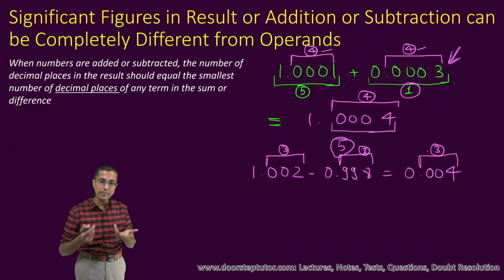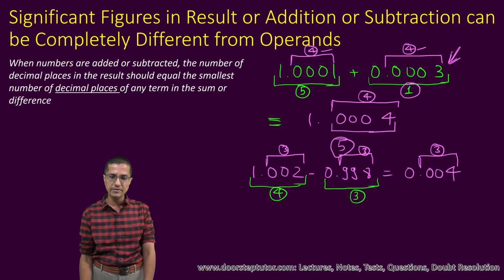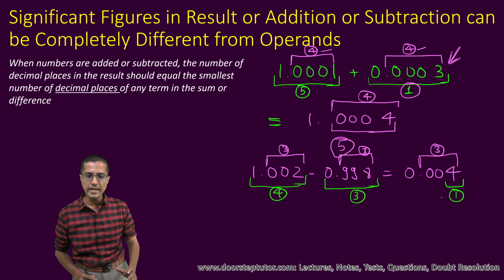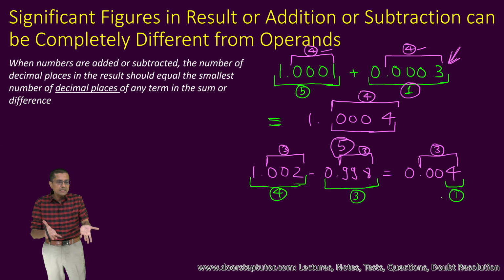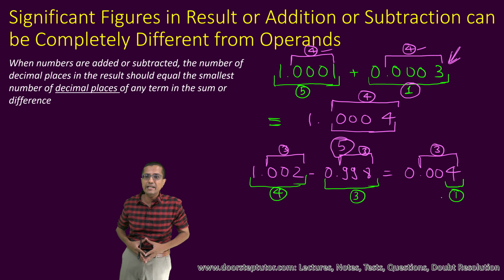Now let's look at what happened with the significant figures. If you compute the significant figures, the first operand has 4 significant figures. This operand here has 3 significant figures, because the leading zero does not really count, and the final answer only has a single significant figure. Why is that? Because these leading zeros do not really matter. So if you look at this last problem, the significant figures can be anything. It does not really matter.